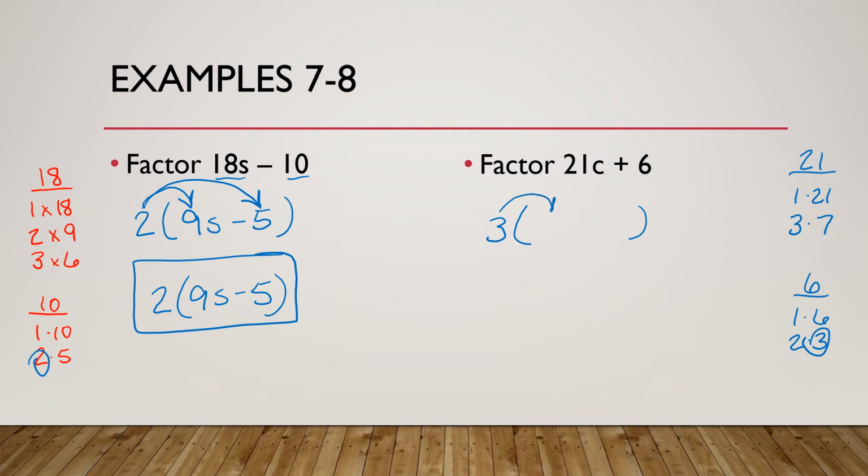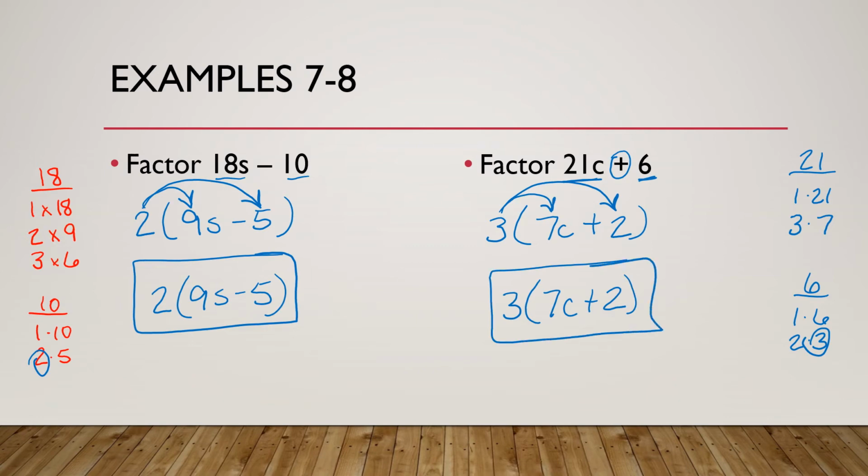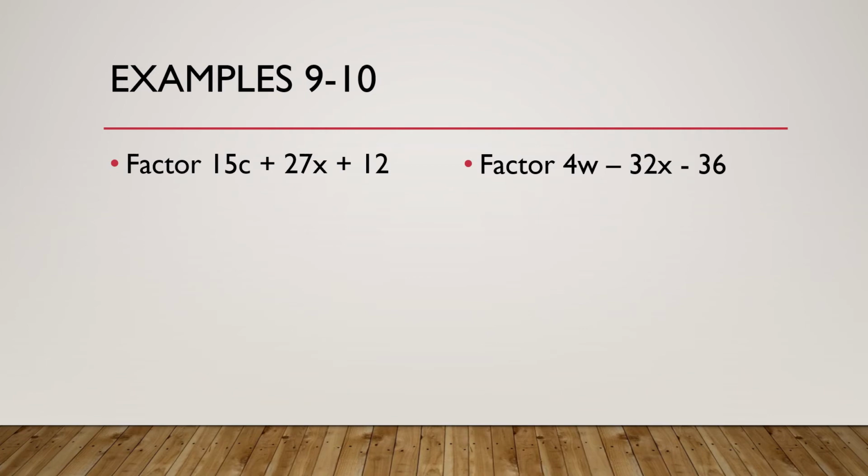So 3 times something should give us this 21c, which is 7c. Bring down your plus sign. 3 times something should give us 6, which is 2. So we get 3 times the quantity of 7c plus 2. Pause your video and try examples 9 and 10.